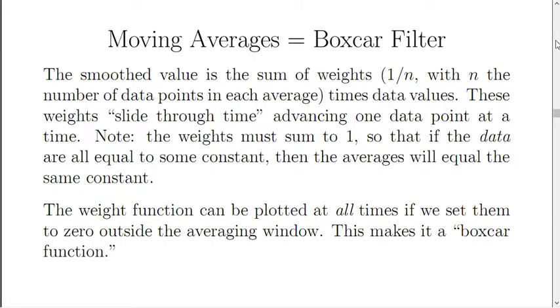The reason for that is that if the data are all equal to some constant, then we insist that the smoothed value has to equal that same constant. Now, we could plot this weight function, which is 1 over n, for however many data points go into a moving average. We could plot it for all time if we set the weight function to 0 outside the averaging window. And that makes it into a boxcar function.